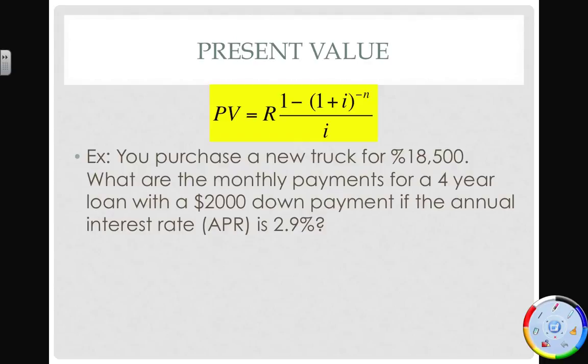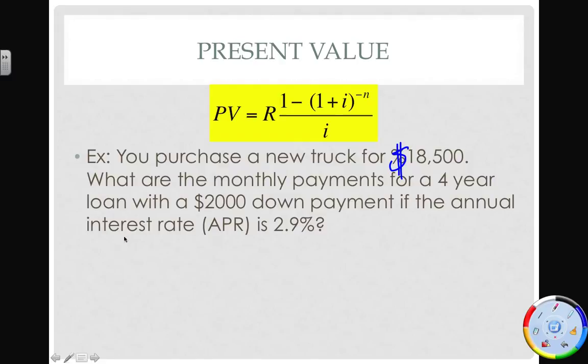All right. So here's your example. You purchase a new truck for $18,500. Oops, that was not supposed to be a percentage sign. Haha. That's supposed to be a dollar sign. And I want to know what's your monthly payments for a 4-year loan with $2,000 down payment if the annual interest rate, or APR, as you may know those letters there, is 2.9%.